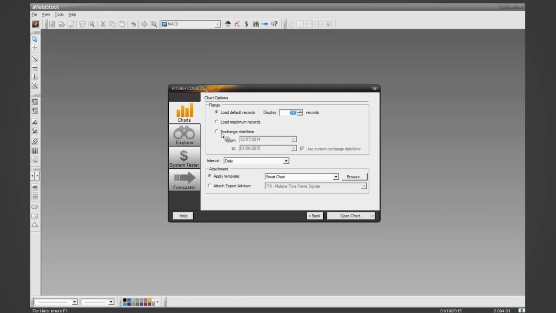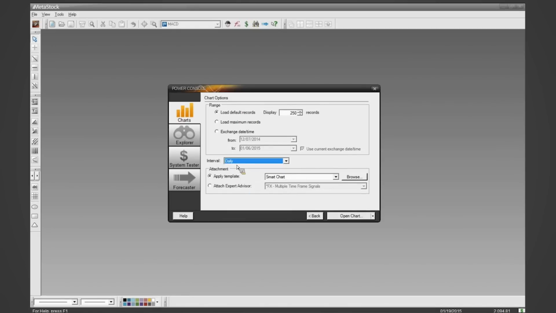We can set specific dates. Here, under interval, we can set what time frame. So if you want a 1 minute, 5 minute, 30 minute, daily. Now, it depends on the version of Metastock you're using what you'll see here. If you're using Metastock End of Day, you'll see daily, weekly, monthly, quarterly, and yearly. If you're using Metastock Pro, as I am, you'll see all these options here.